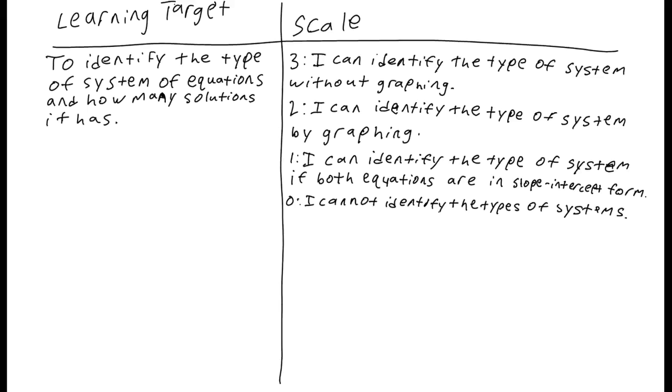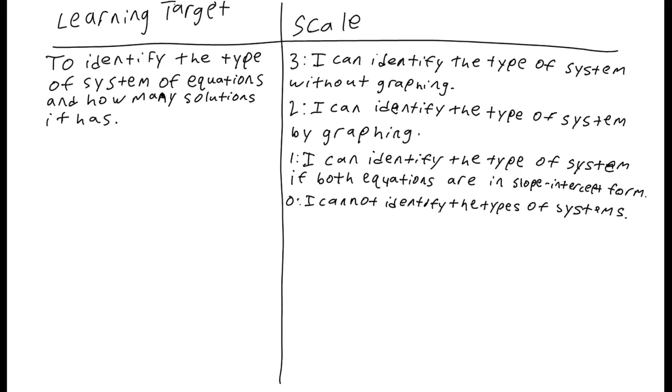Alright, the learning target for today is to identify the type of system of equations and how many solutions it has. So, we've actually only been dealing with one type of system of equations at the moment, but there are other types. Some people already have sort of discovered that there might be another type, but may not have noticed it yet. Anyway, there are three different types we'll talk about, and the goal for this lesson is to identify them and be able to say how many solutions they have.